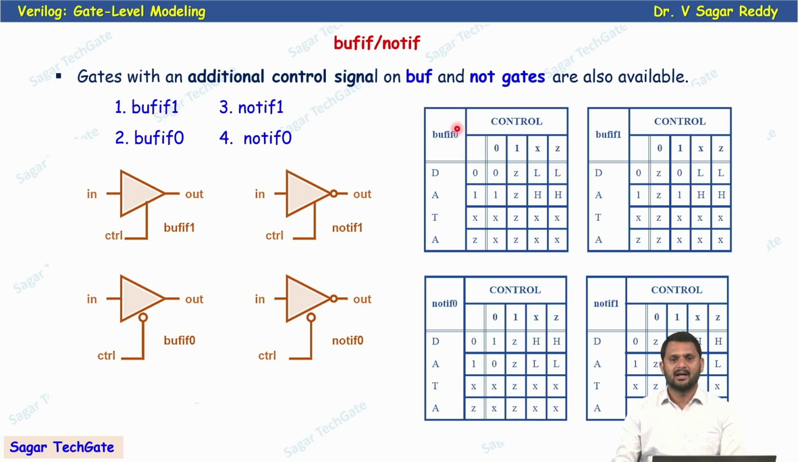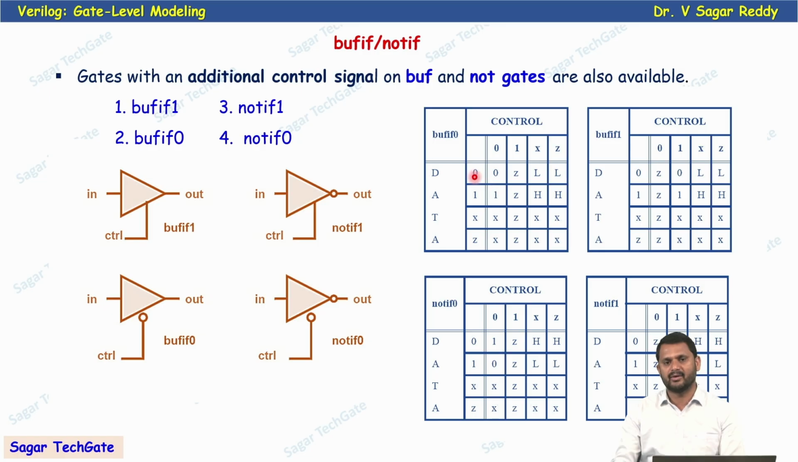Let us consider, I'll explain one, bufif0. This is a control signal, and this is the data. If the control signal is 0, then this acts as an actual buffer, and the output equals the input. If the control signal is 0, the output is the same as the input.